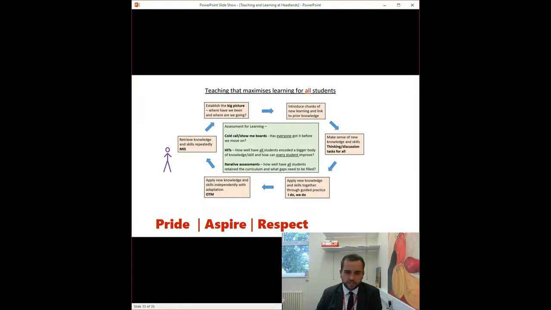So there's three different tiers to this, three different scales. For instance, this first one is about, has everybody got it within my lesson before I move on? I'm not assessing huge amounts there, but what I am seeing is, does everybody actually understand before I move on? And if not, what am I going to do? We've got two key techniques that we like for that.